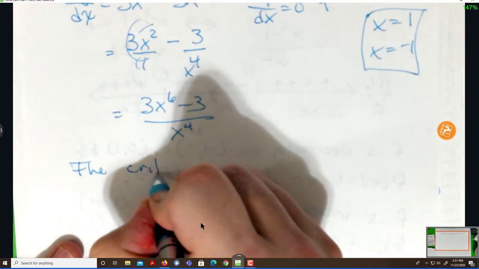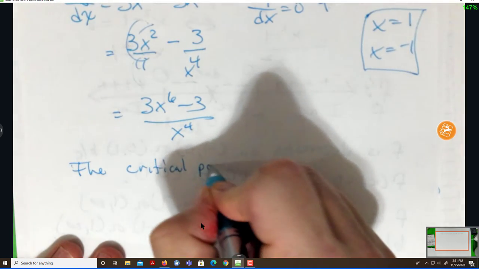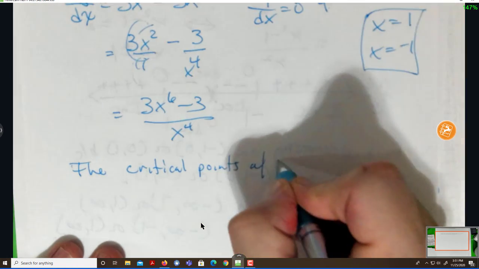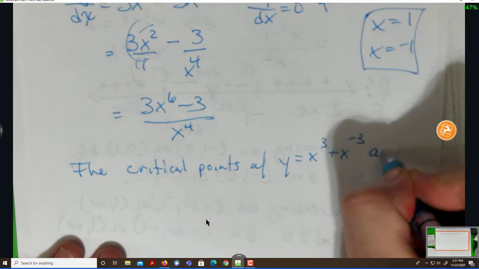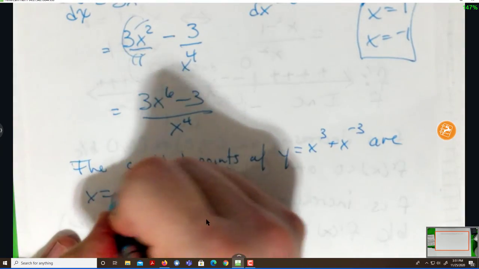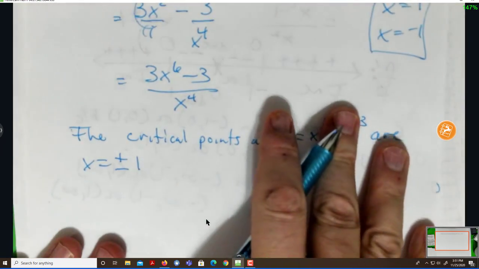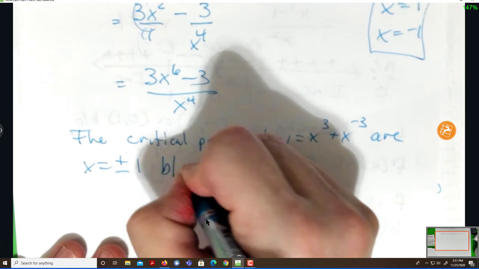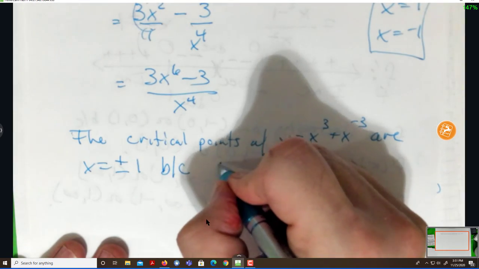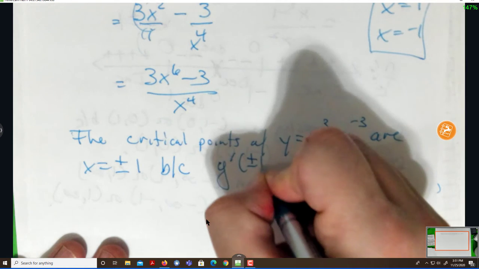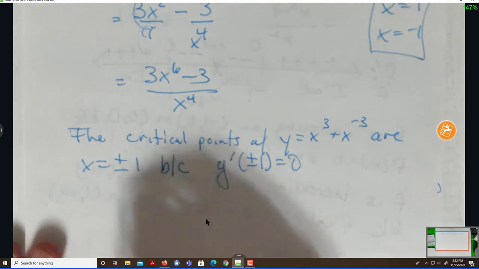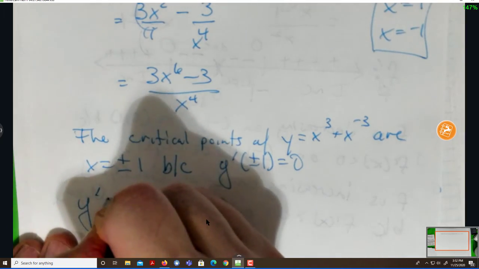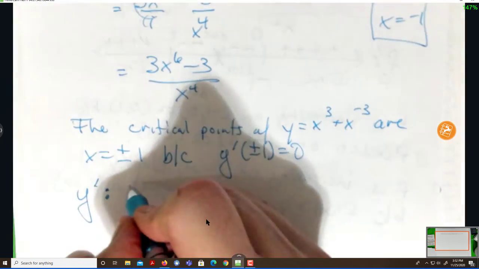The critical points of y equals x cubed plus x to the minus 3rd are x equals plus or minus 1. If they ask you to justify it, you do it this way. Why? Because y prime of positive or negative 1 is 0. Done. Okay, now let's analyze this and do, well, they want the local extrema.